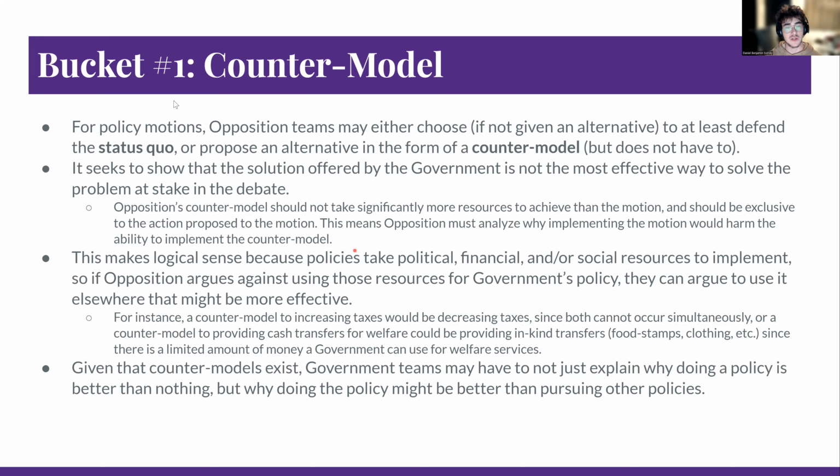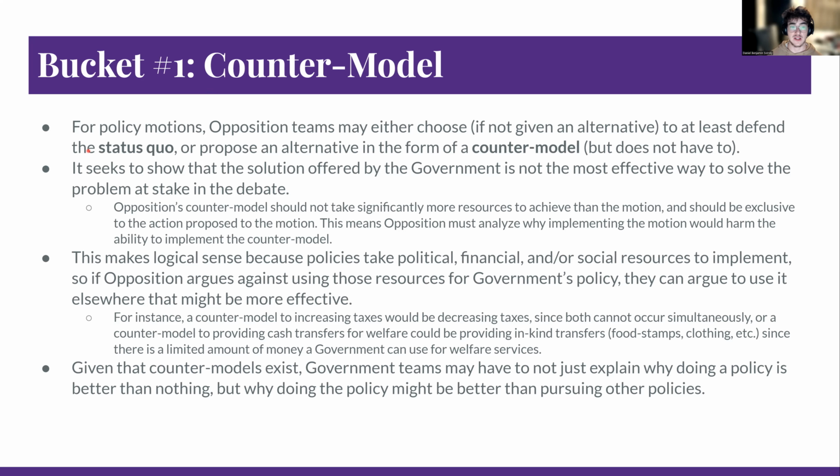So under the policy motions, we also have this unique thing called counter models. For policy motions, opposition teams may either choose, if not given an alternative by the motion, to at least defend the status quo. Status quo is known as what's happening right now. It is our world as is. So, for instance, if we had the motion, this house would ban guns, then alternatively, opposition would probably be defending at very minimum, not doing anything.